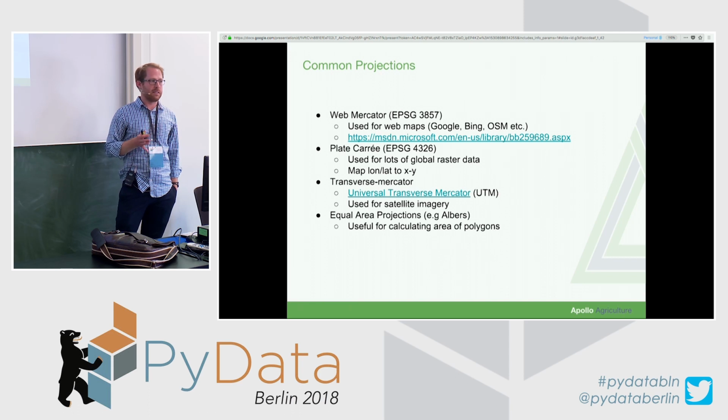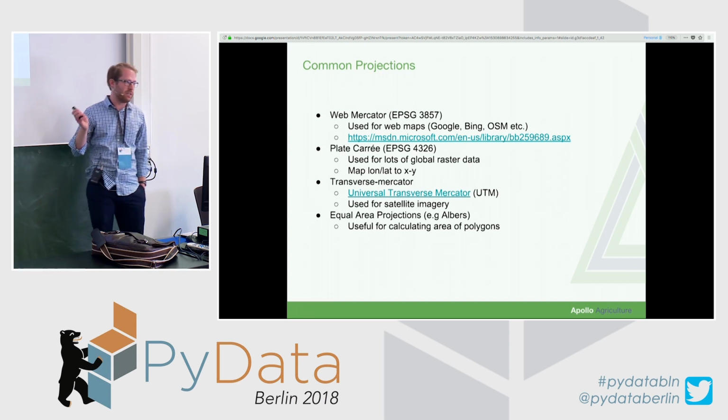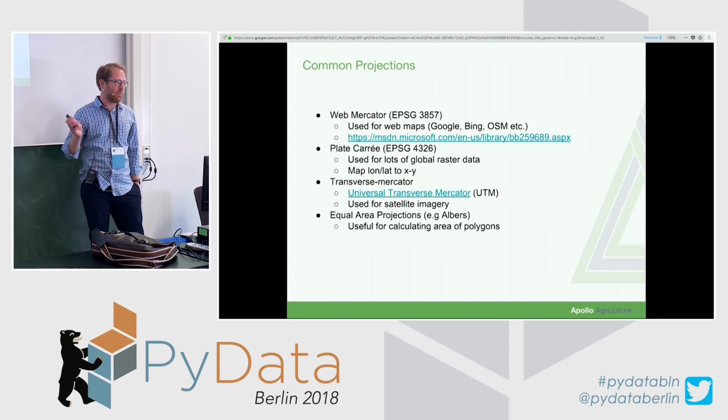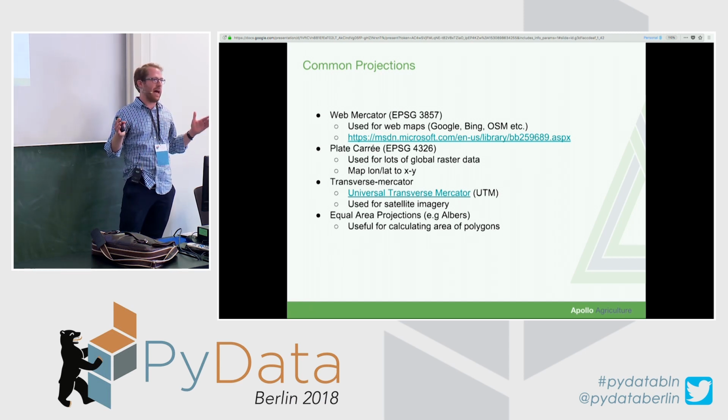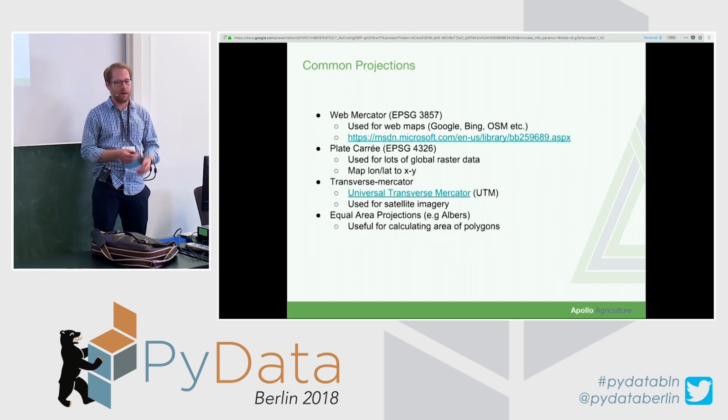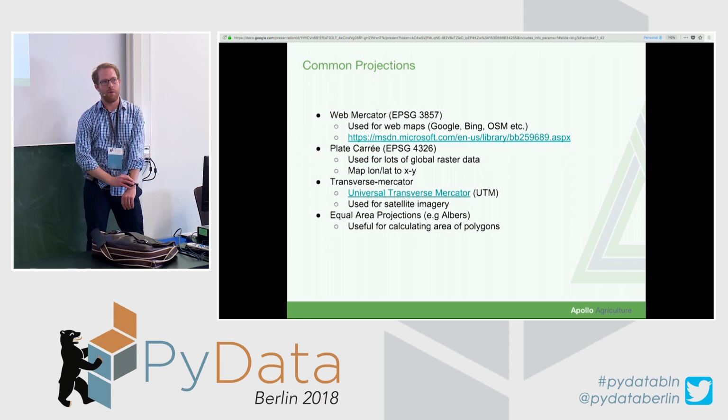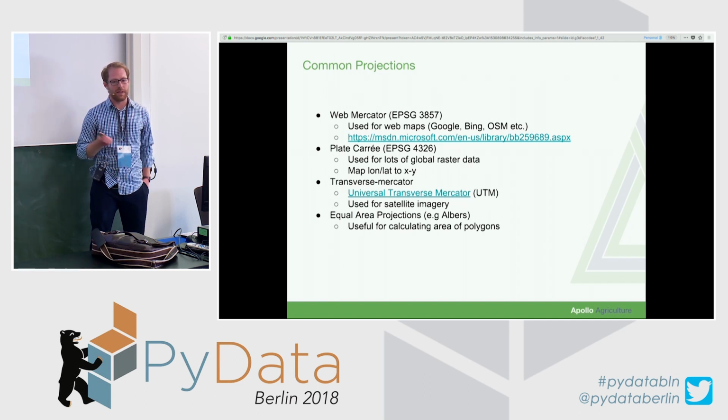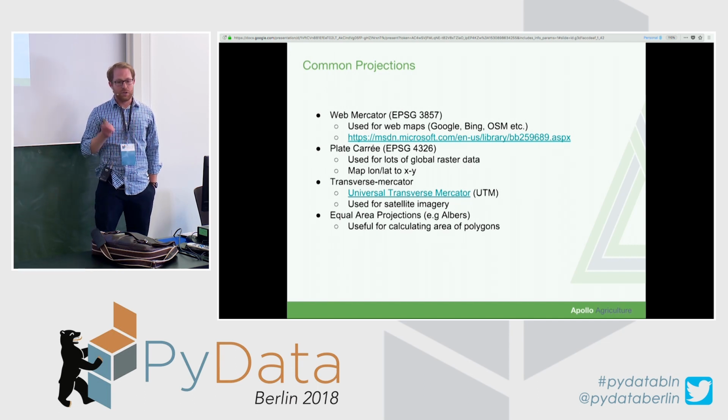Another really common one is the plate carrée, and that's basically just moving lat lon to XY. So if you see something that's a map and it's listed as EPSG 4326, that's not technically a projection, but it's just taking the lat lon that's specified and putting it onto XY. And this is really common if you have global raster data. This is actually the format that we'll see in a little bit when I talk about nightlights, and that's the format of this.